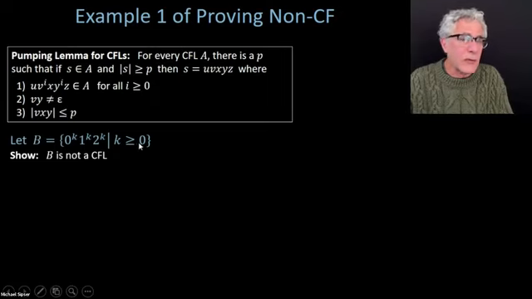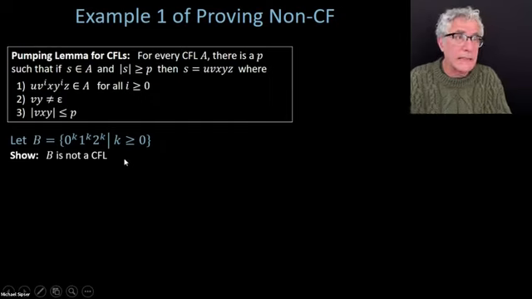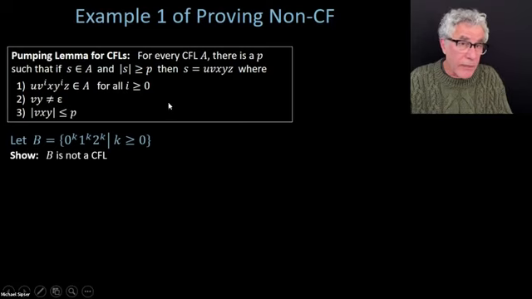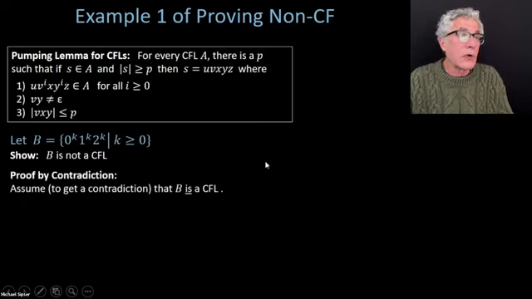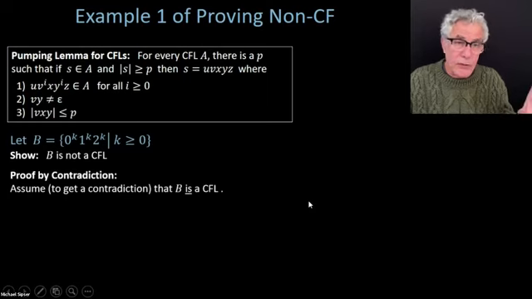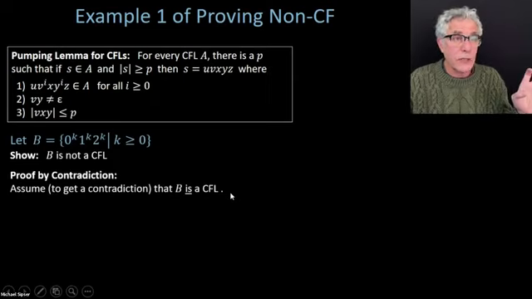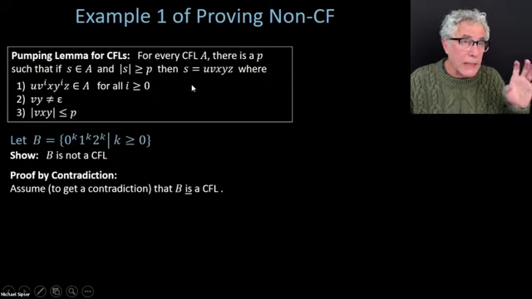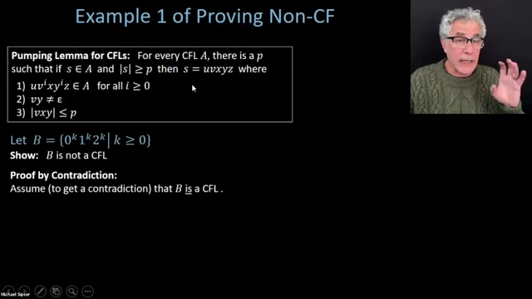Okay, let's go back to that language we had a couple of slides back, 0 to the K, 1 to the K, 2 to the K. It's not a context-free language. We're going to show that now using the pumping lemma for context-free languages. It's going to be similar to the proofs we used for non-regular languages, proof by contradiction. So you assume the language is context-free, and then we're going to apply the pumping lemma, and then we're going to get a contradiction.